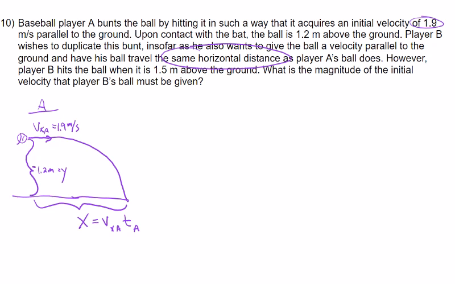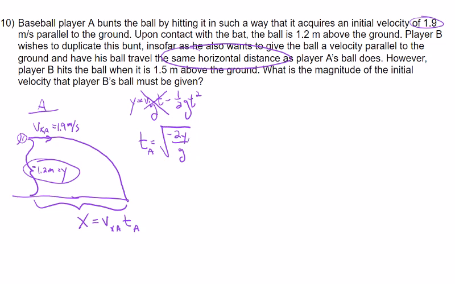Now, the time of A can be found using my y information. So this is kind of a typical one where we took this lovely equation that y equals v_iy t minus 1/2 g t squared. Since the initial vertical velocity is 0, you can rearrange this, and the time it takes to hit the ground is the square root of minus 2y over g. So if I want the time for A, I just have to use the y for A.